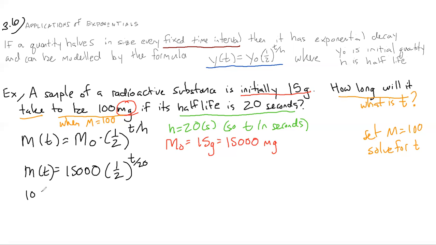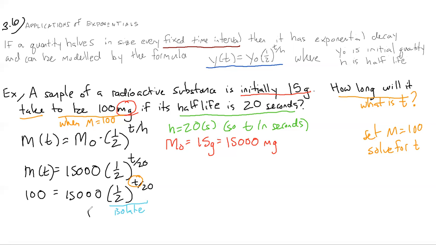So I'll get 100 is 15,000 times a half to the T over 20. That T is what I'm solving for. And this is an exponential equation, so we use all those techniques from the exponential equation section. What we need to do is isolate the exponential. So I'm going to divide by that 15,000.